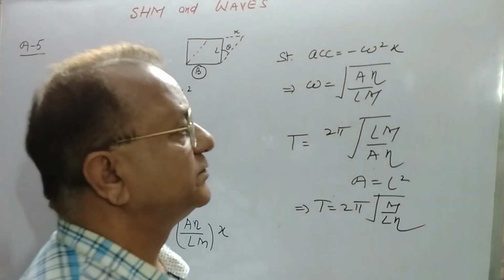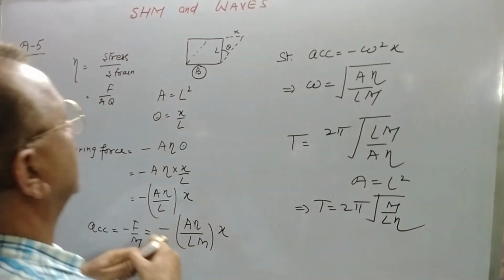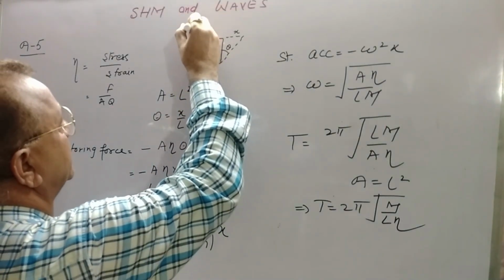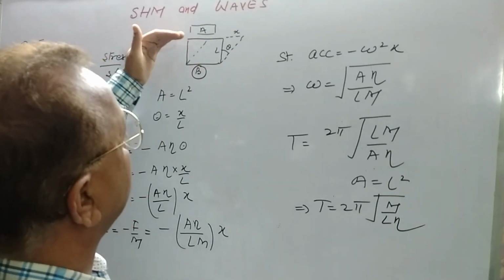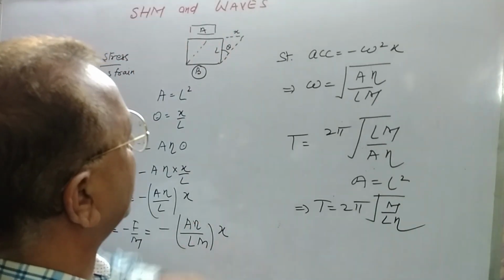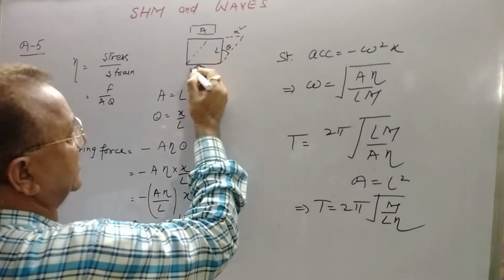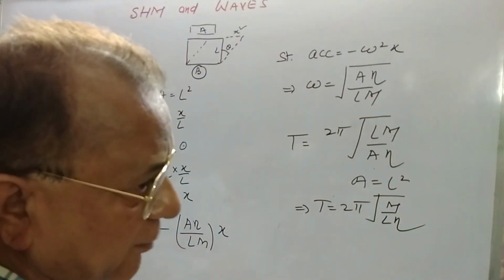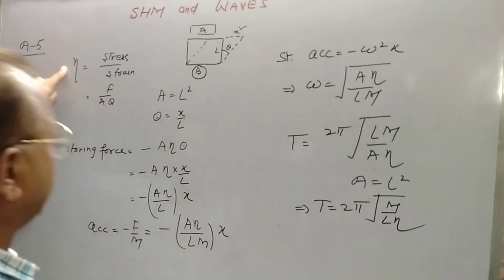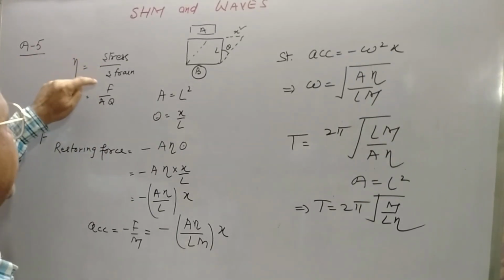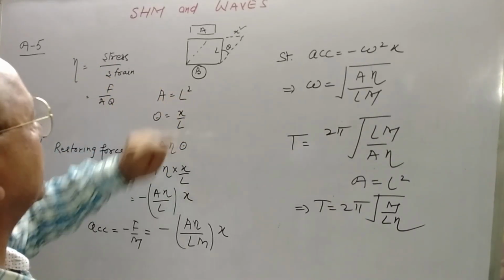This is a variation of shearing stress. In case there is a block A above, this is displaced, so block B is slightly distorted by an angle theta, where x is the displacement of the upper face and L is the distance from the lower face, which is rigidly held onto the table. Eta, that is shearing modulus, is equal to stress upon strain. Stress is F upon A, strain is theta. Theta is equal to x by L and A is equal to L square.